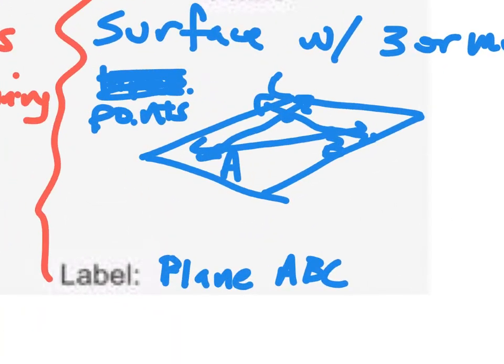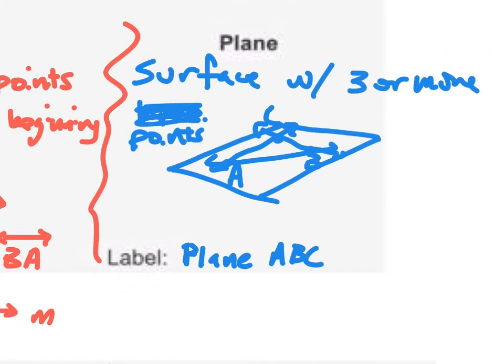Another way we could do this is if you saw this and you saw that it had a big R to it, we would also call it plane R. All right, so either way.